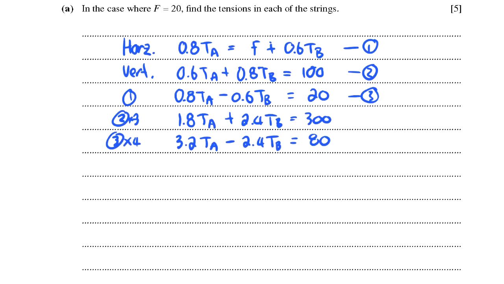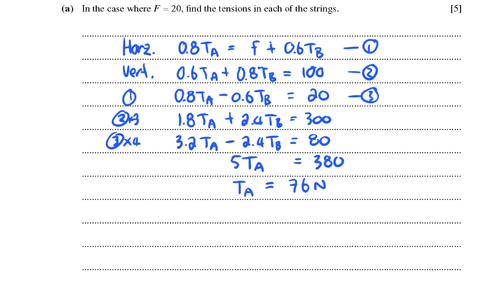So what we can do is we can add the two equations together, and we'll get, let's start at the back this time, 300 plus 80 is 380. 1.8 plus 3.2 is just 5. So we have 5 TA is 380. 380 divided by 5, put it in a calculator, and we'll get our tension A is 76 newtons. For B, we can use any equation, well, without the F, to find out what B is.